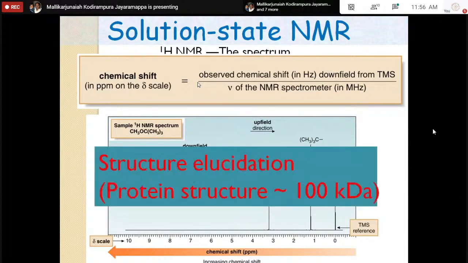Let us directly switch over to the solid state. Before that, why is it so important? Even if I consider a protein, a big molecule of 100 kilodalton, we are still able to identify small functional groups present in the given compound. That's why physicists and chemists heavily depend on solution state NMR.